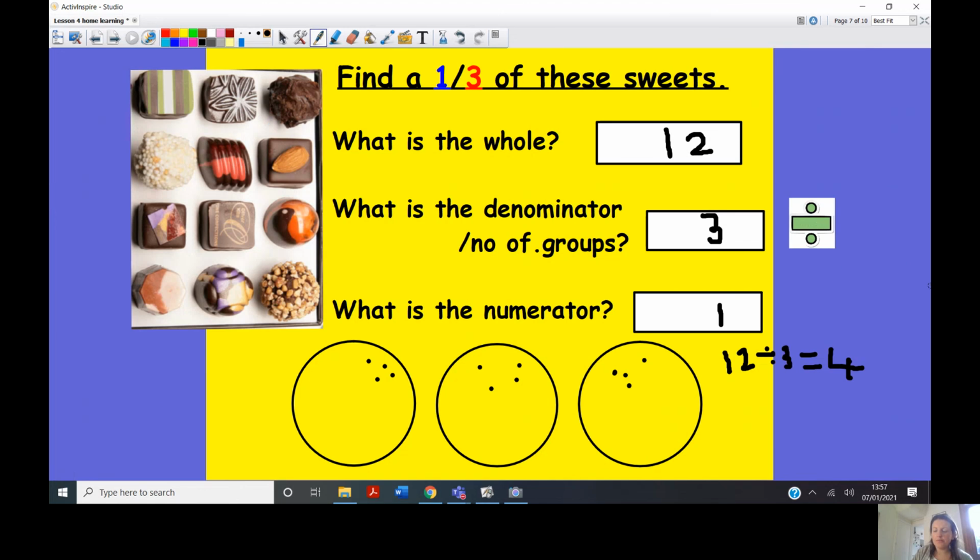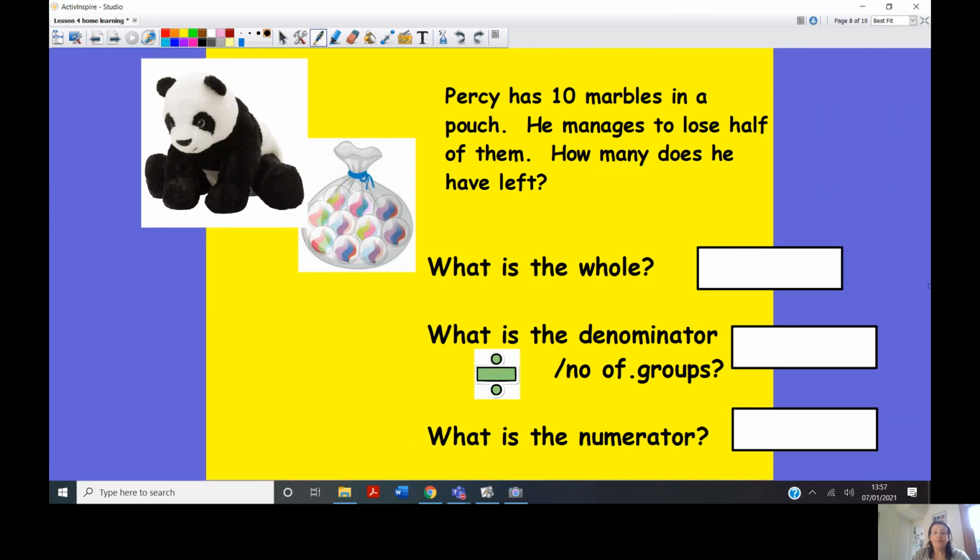Let's look at another example. Percy has 10 marbles in a pouch. He manages to lose half of them. Typical Percy. How many does he have left? So let's think about it. What is our whole? The total amount that we have. Our whole is 10.